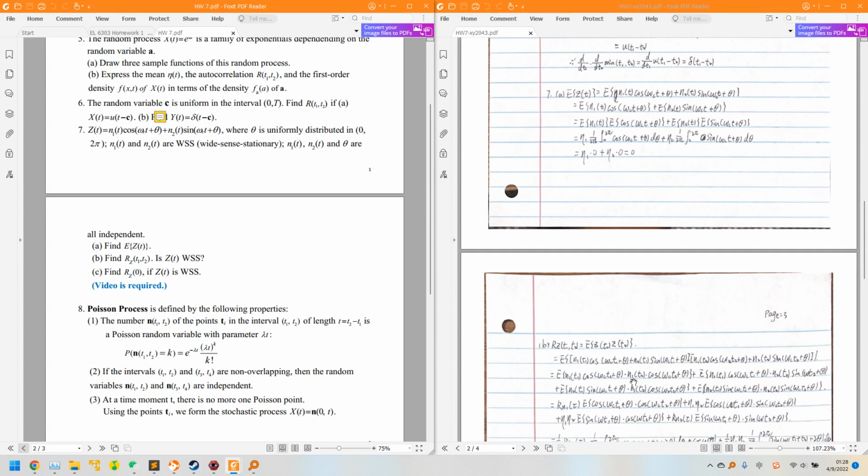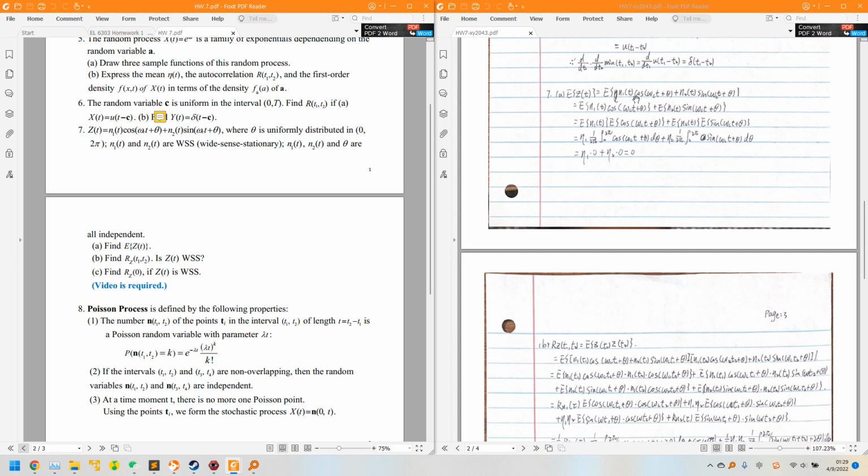Problem 7 gives us Z(t), and in part A we need to find the expectation of Z(t). We can write it in this form, which is N1(t) times cosine(omega t plus theta) plus N2(t) times sine(omega t plus theta).